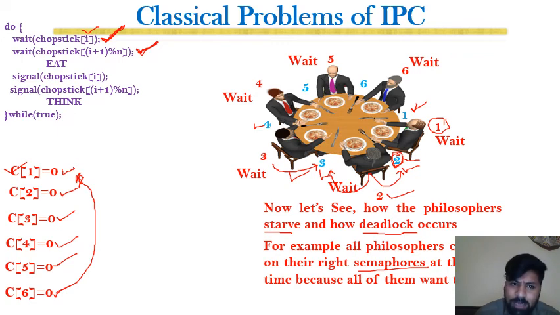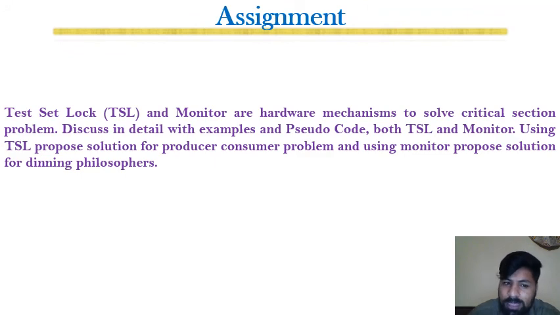But one thing that is remaining is the hardware solution to inter process communication, and for that you will have to discuss it. Inshallah, in the future I will make a video on that, but for now here is an assignment for you: Test and Set Lock (TSL) and monitor, a hardware mechanism to solve the critical section problem. So discuss in detail with examples and pseudocode both TSL, test set lock, and monitor. Discuss them in detail. Using TSL, propose solutions to the producer consumer problem.